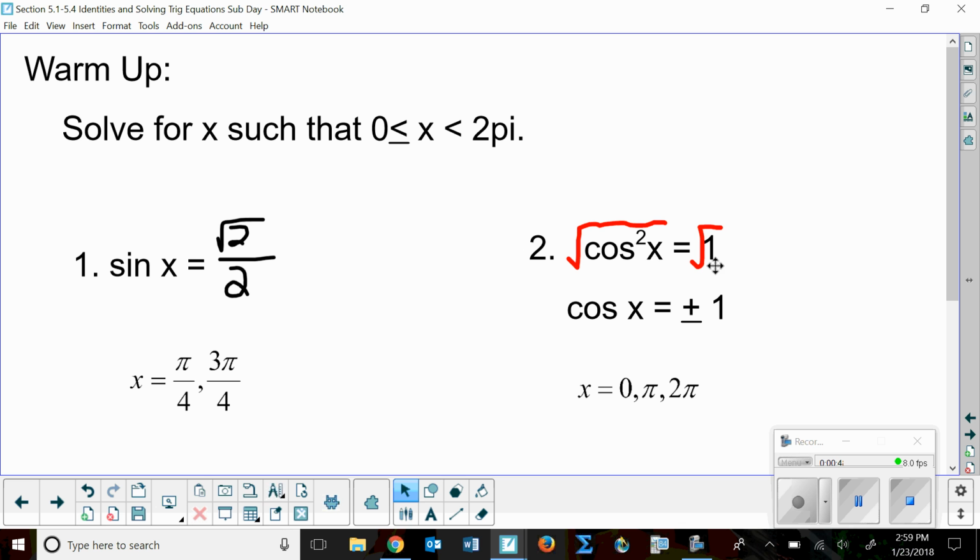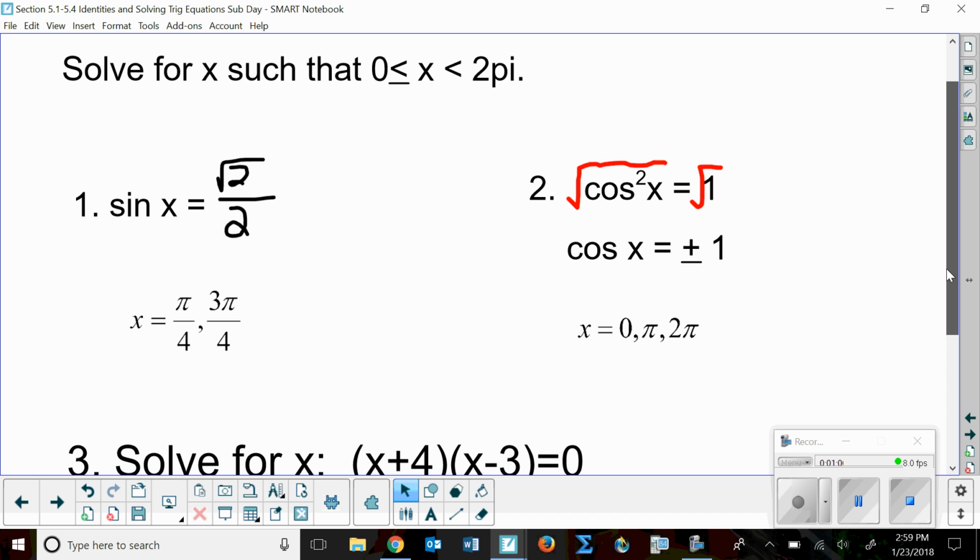Over here on the right, to solve this, you should have just recognized you had to take the square root of both sides. I do have a feeling most students forgot the plus and negative 1 as the square root of 1. And then by solving this, you're getting three answers, which are 0, pi, and 2 pi.